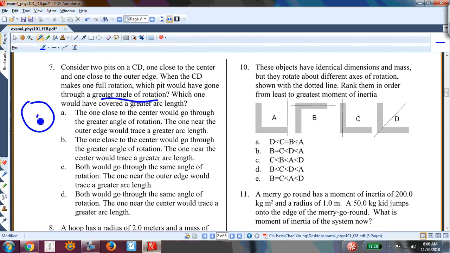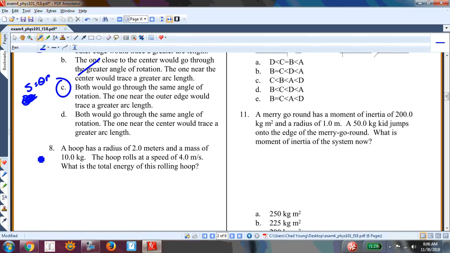So here's my CD. I have a pit here and a pit here. Through one full rotation, they're both going to go through one full rotation. So I can get rid of A and B. It's either C or D. And then the one near the outer edge, because S is equal to theta R, the one with the greater radius will experience a greater arc length. So C is right.